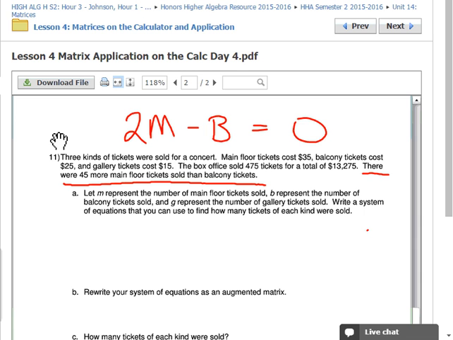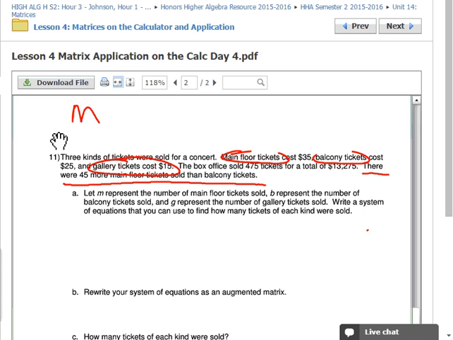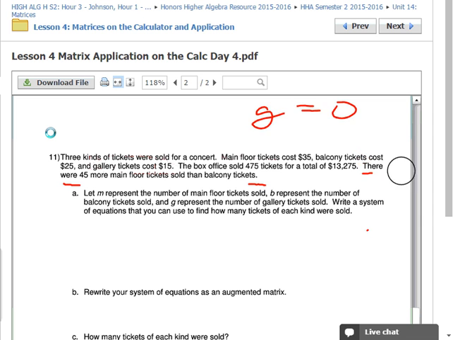And here's the 3 kinds of tickets. Main floor gets mentioned first, so maybe we should call that M. Balcony, B. And gallery, G. M, B, and then G. So try to put this in order with M first, and then the B's, and then the G's. Okay? And then your answer, of course, will come out with M first, and then B, and then G.